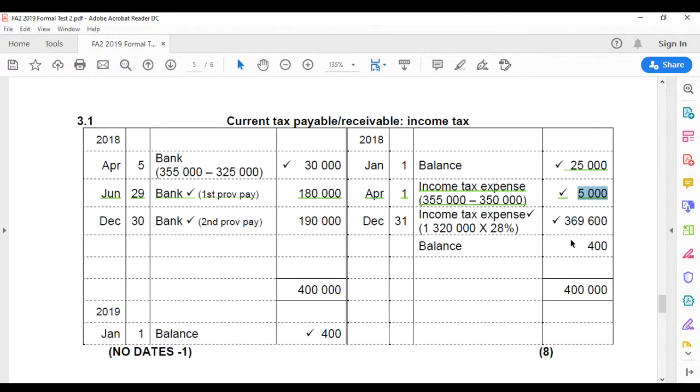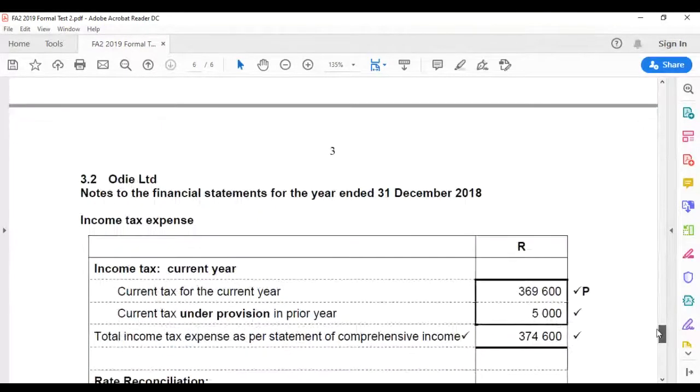The only part that relates to this year's income tax expense is the 369,600. So that is exactly what we have to explain to the users of the financial statements. This is what that first part of the note is for, so that we can explain to the users why we have an expense on the face of our statement of comprehensive income of 374,600, but the income tax expense for this year was only 369,600. That is the reason why we have that note.